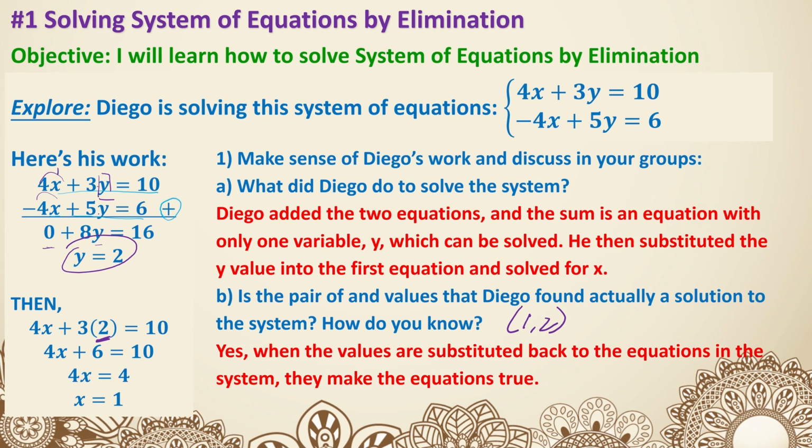So if you put a 1 here and a 2 here, 4 times 1 is a 4, 3 times 2 is a 6, 4 plus 6 is a 10. That works. Negative 4 times a 1 is a negative 4, and then 5 times a 2 is a 10. Negative 4 plus 10 is a 6. That one also works. So that's how we know that this pair is actually correct.